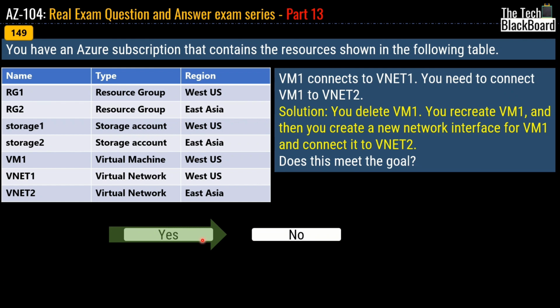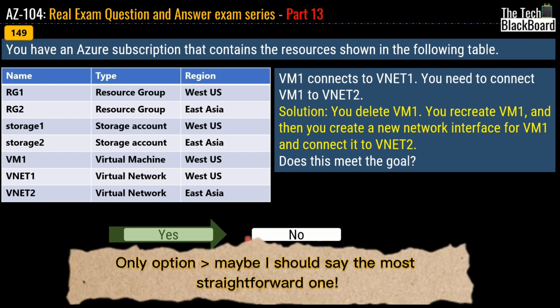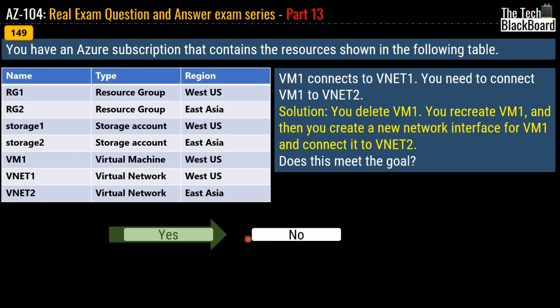Now let me tell you why. To migrate a virtual machine from one virtual network to another virtual network, the only option is to delete the virtual machine and then redeploy the virtual machine using a new NIC. NIC means the network interface card. And then you connect this newly created network interface card, or NIC, to a new virtual network. In this case, virtual network 2. And that's why yes is the correct answer for this question.